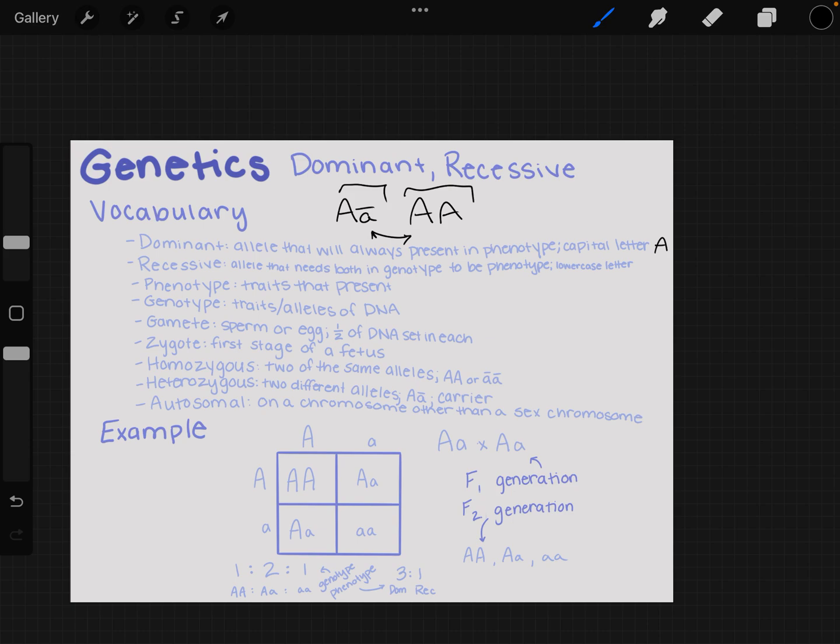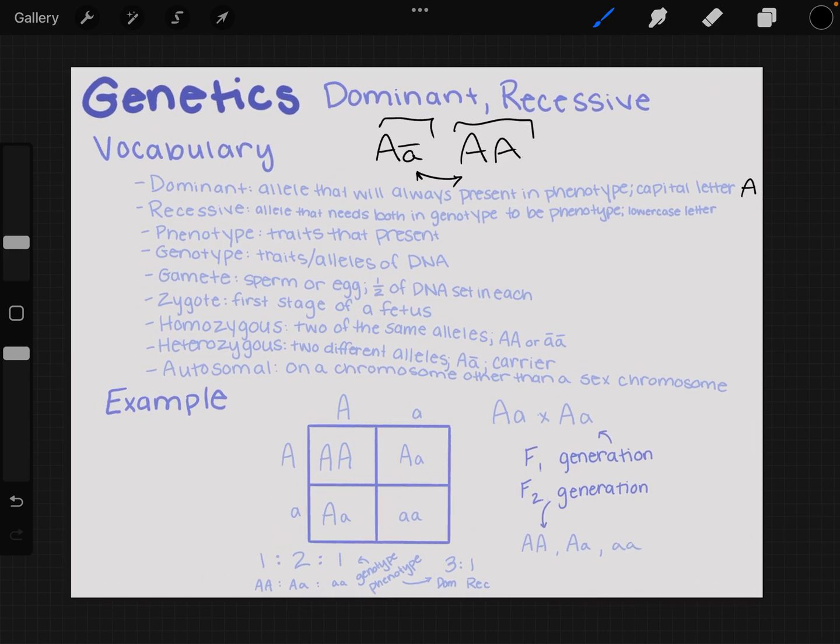Again, recessive is just going to be represented by lowercase letters, or little letters. You need to have both little letters, or both recessive alleles, to be able to see that trait in the phenotype. It's important to keep in mind that while we consider recessive alleles to be less common, because you need both in order to present in the phenotype, there are some traits that are mostly recessive. I couldn't name them off the top of my head, but they do exist. So again, you need both little letters in order to see a recessive trait in your phenotype.